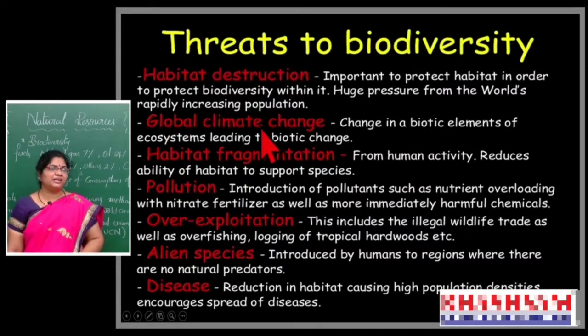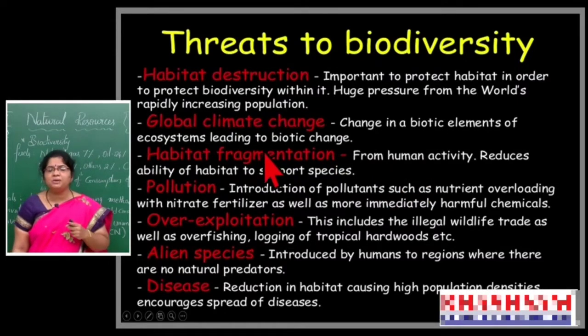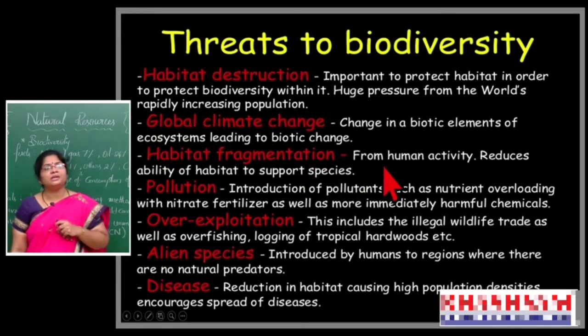Global climate change. Because of human activities, temperatures are increasing and natural calamities are occurring suddenly. These are also having a lot of effect on the ecosystem. Such climatic changes are also responsible for biotic change. Habitat fragmentation from human activity reduces the ability of habitat to support the species. Habitats actually help the survivability of the species. But when we start to destroy the habitats, then obviously so many organisms go extinct.